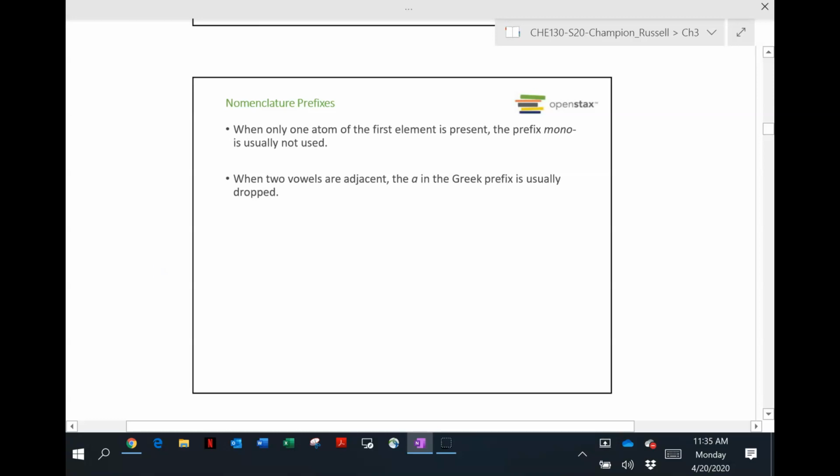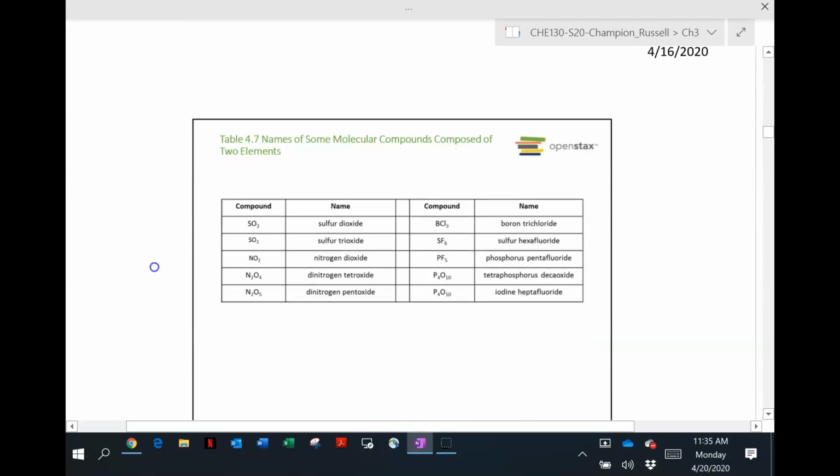So oftentimes, if we only have one of the first element, we will leave mono out. Oftentimes you'll wind up with a couple of vowels together, and the A that's in the Greek prefix gets dropped, and you'll see examples of those soon. So here are how we name some things, and I would just like to say that if it were up to me, this is how we name everything, but it's not up to me. But this is the simplest one. So SO2, sulfur dioxide. Oxygen is closer to fluorine, so it gets the IDE. There's two of them, so it gets the di prefix. So sulfur dioxide. If we have SO3, we simply call it sulfur trioxide.